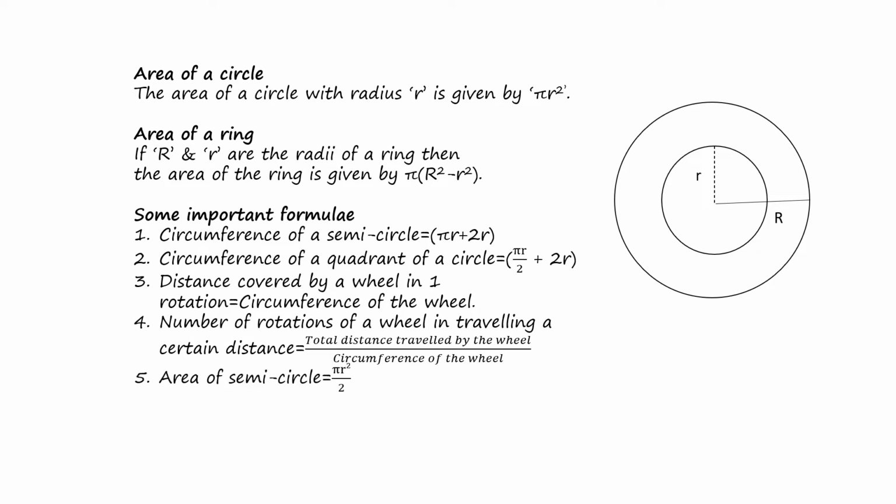Area of the semicircle equals pi r square by 2. Area of the quadrant is pi r square by 4. Let's see some examples.